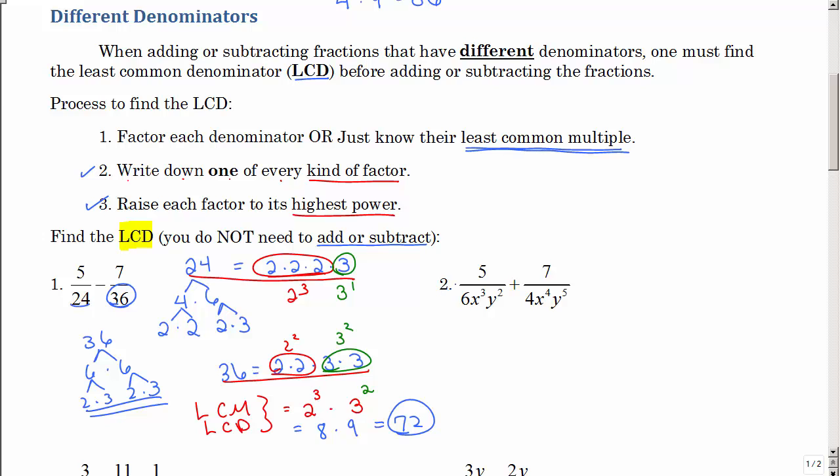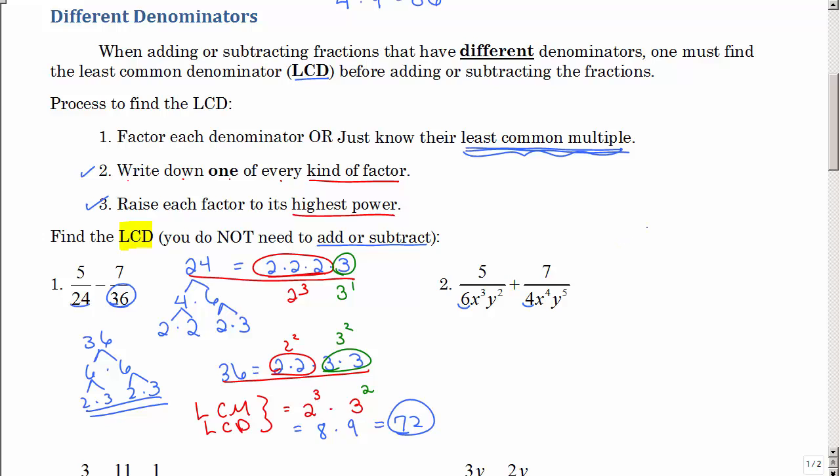Now let's talk about some letters. Variables. You can't really find a least common multiple of variables as easily as you could numbers. Just a little bit different. But we can proceed. So first of all, let's look at those numbers. Do you know the least common multiple of 6 and 4? Think about it.